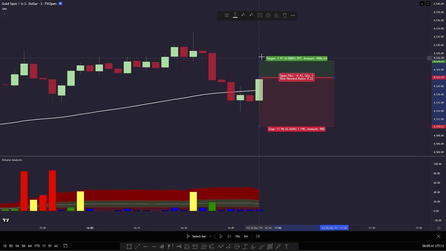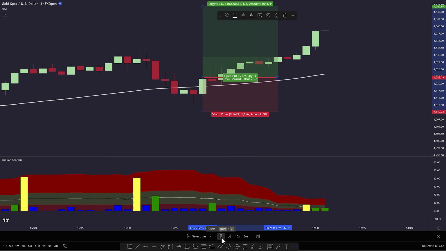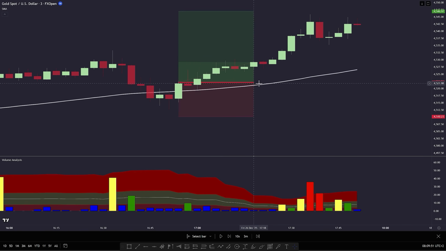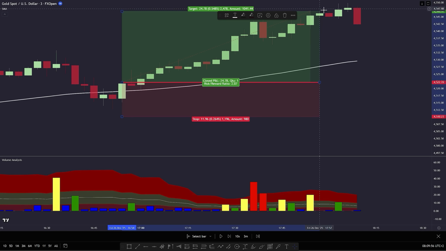Stop below the liquidity sweep. Target at the next resistance level. Look what happened. Price reversed and pushed all the way back up. The traders who shorted the breakdown got crushed. Their stop-outs helped fuel this rally.